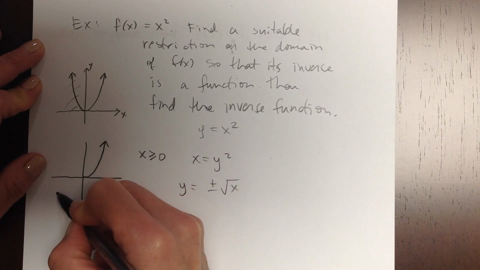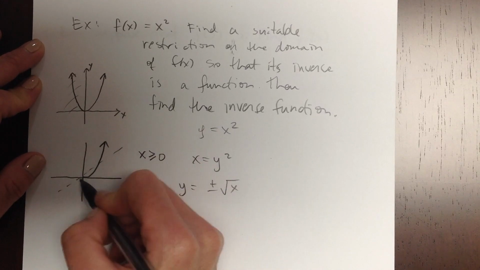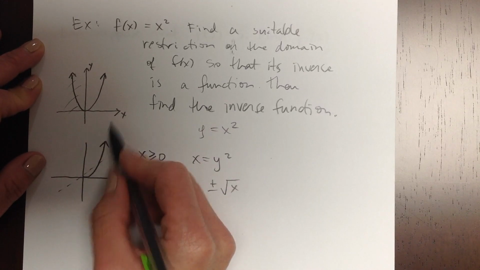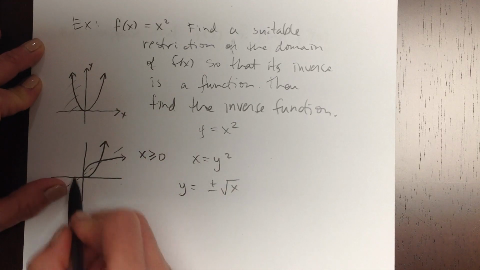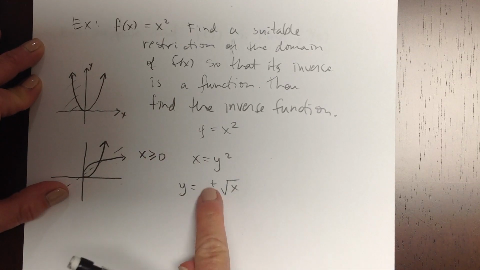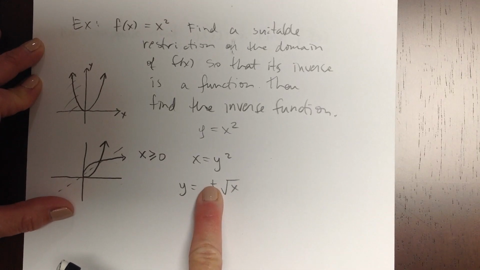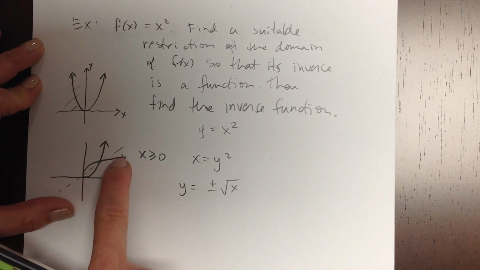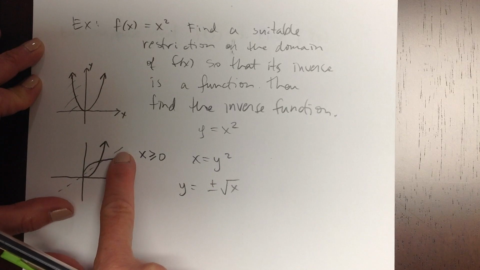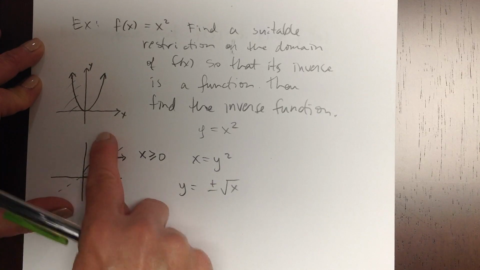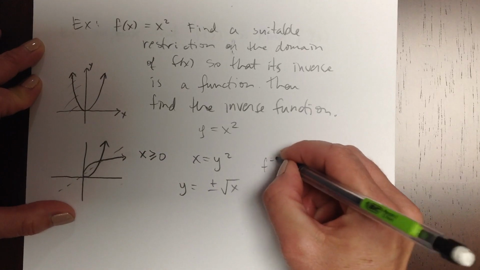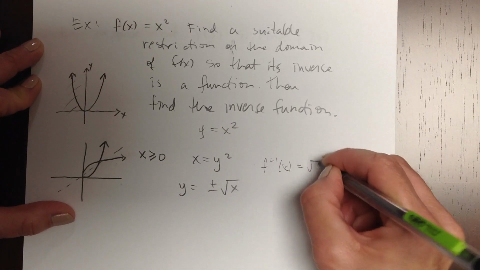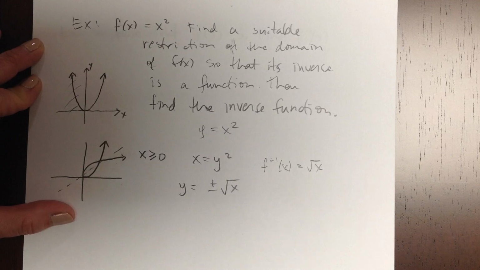So let's look at the graph of the inverse of this function. It's going to look like this. I see that I have to take the positive square root, because this is not the graph of y equals negative root x. That is the graph of y equals root x. So I know that the inverse of this has to be y equals root x. So f inverse of x will equal the square root of x in this case.